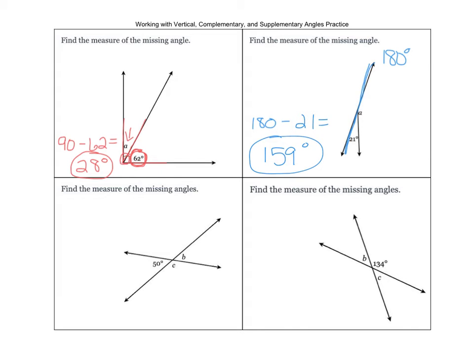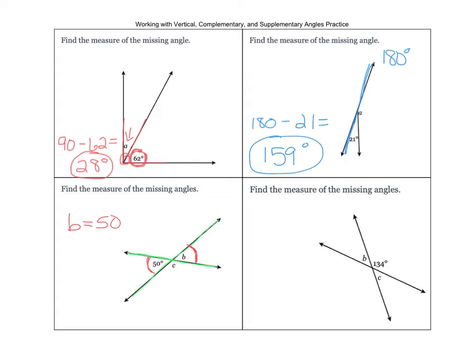In the last two problems for this video, we have intersecting lines which form some vertical angles and also some linear pairs, or angles that add up to 180. So first off, we look for vertical angles because that's the easiest. So the 50 and angle B are vertical, which means they're equal to each other. And you can see that in the picture as well. So I know angle B is 50.